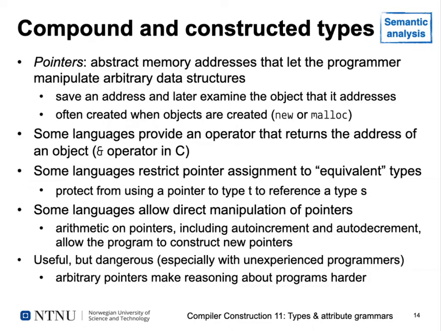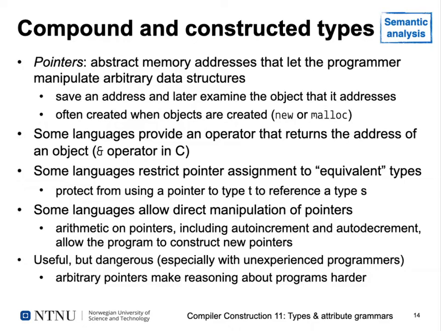So which other types might we have? Well, you know all about pointers because you program in C. Pointers are abstract memory addresses that allow the programmer to manipulate arbitrary data structures in memory. So you can save an address and you can later examine the object at that address, even though it's no longer, for example, in the scope of your current code. This is very often created when you create objects with new in C++ or a heap object with a memory allocation function like malloc in libc. Some languages provide an operator to return the address of an object. That's our ampersand operator in C.